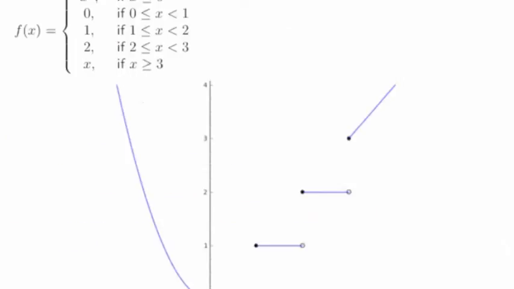So the graph of that looks like this. You see the parabola to the left, suddenly ending in a horizontal line at the bottom where y is equal to 0, and then we have several step functions, and then finally we have this slanted line where y is equal to x.